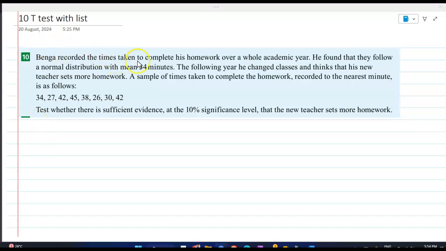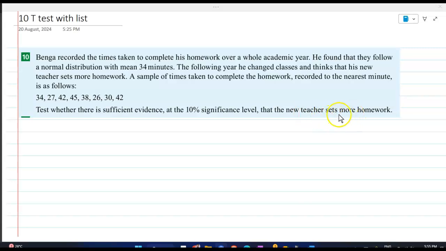Benga recorded the times taken to complete his homework over a whole academic year. He found that they follow a normal distribution with mean as 34. The following year, he changes classes and thinks that his new teacher sets more homework. A sample of times taken to complete the homework, recorded to the nearest minute, is given: 34, 27, 42, 45, 38, 26, 30 and 42. Test whether there is sufficient evidence at 10% significance level that the new teacher sets more homework.